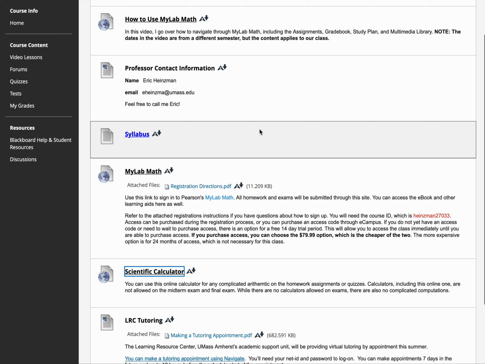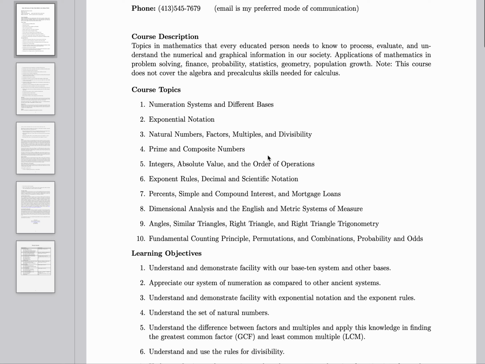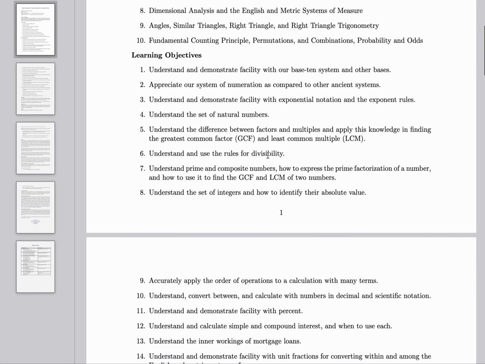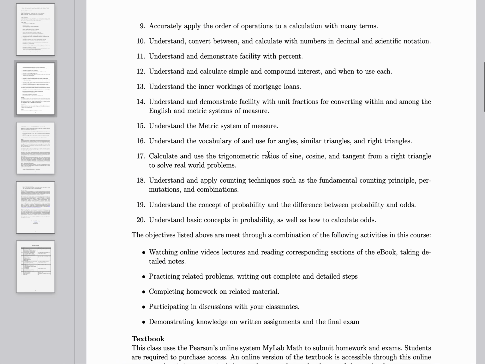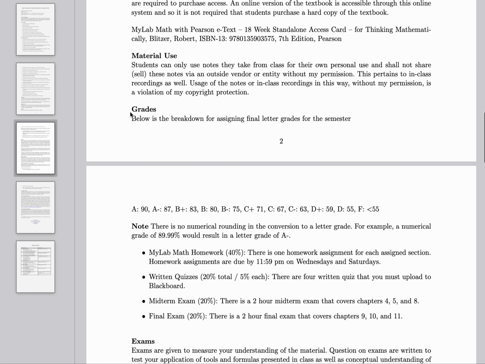Let's actually look in the syllabus. So I'm going to open up the syllabus next. So there's a lot of information in the syllabus. I'm just going to focus on the highlights. So here at the top, there's the course description, the course topics. Feel free to read over those if you would like. But if we go down here, one important aspect is grades.